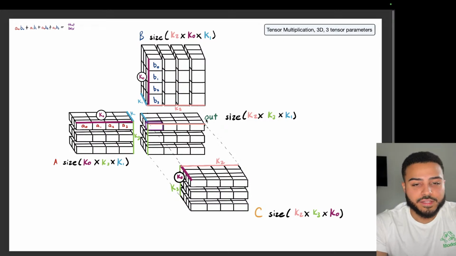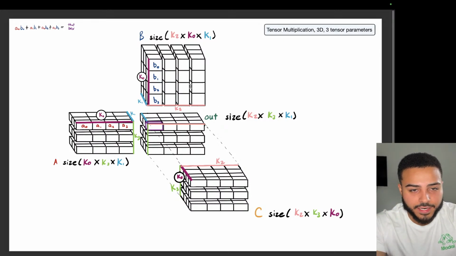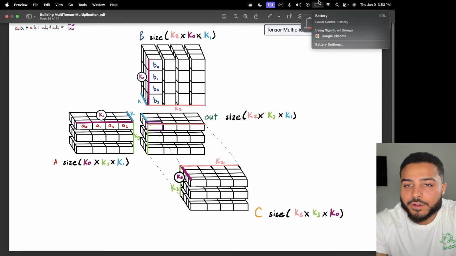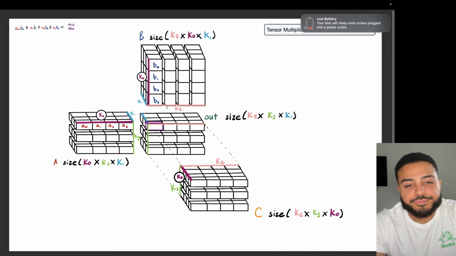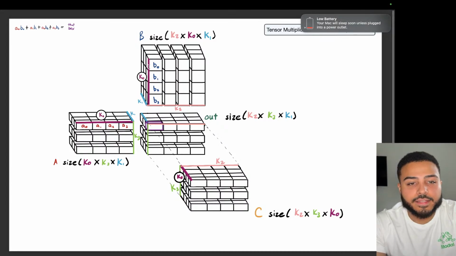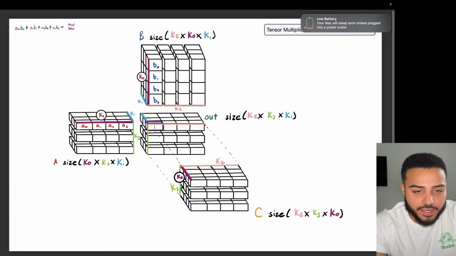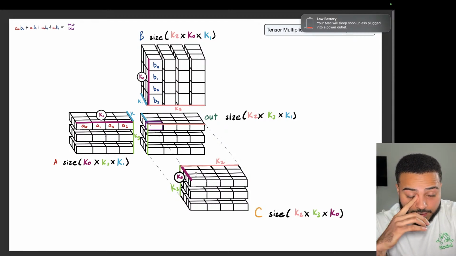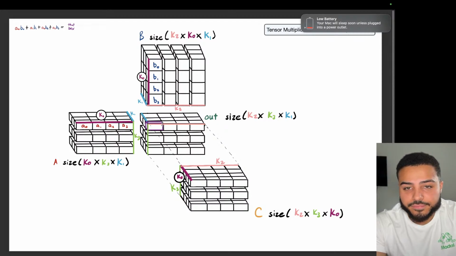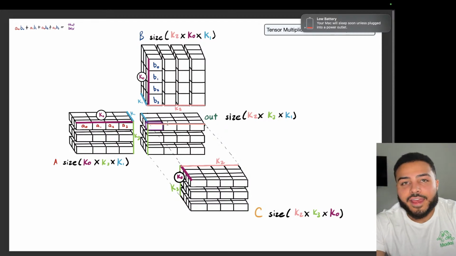So let's clear our mind and think of this as one layer, just one tensor multiplication. Oh no. So this cell is a result from A, B, and C. So it's like, yeah. And that's all.